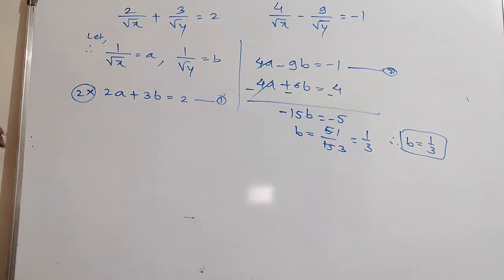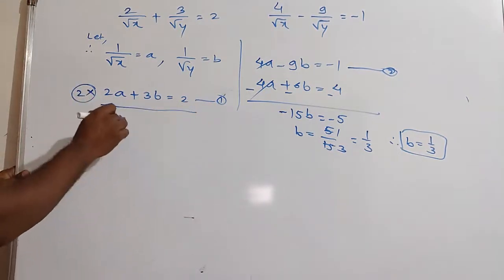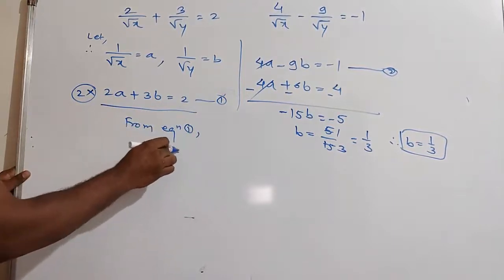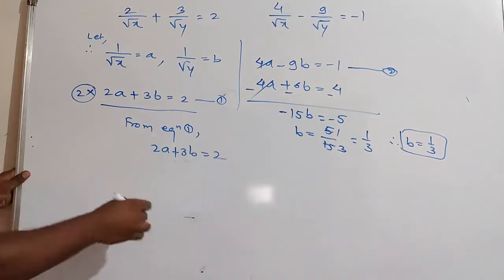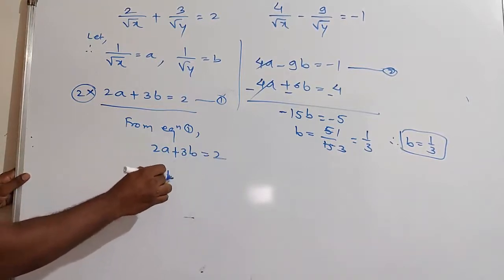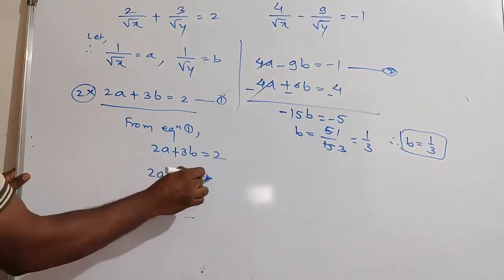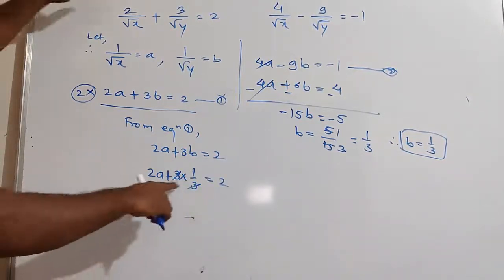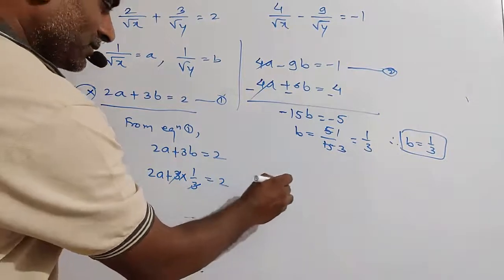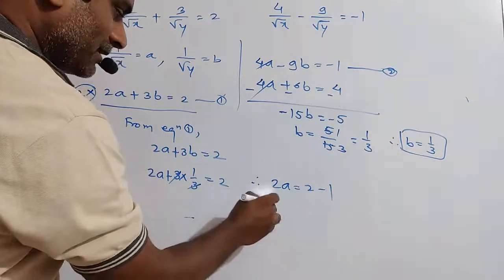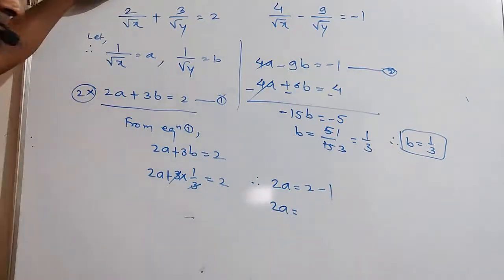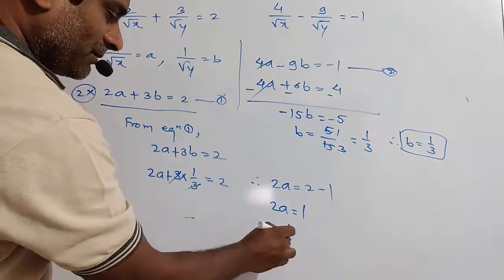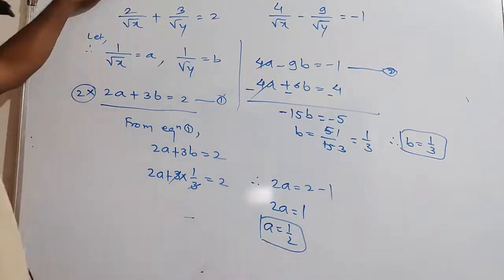Okay. So this value of b we can substitute in any of the equations. Suppose from equation 1 we have 2a plus 3b is equal to 2. Therefore 2a plus 3 into 1 by 3 is equal to 2. 3 cancel. This plus 1 will become minus 1 on that side. So 2a is equal to 2 minus 1, 2a is equal to 1. So a is equal to 1 by 2.